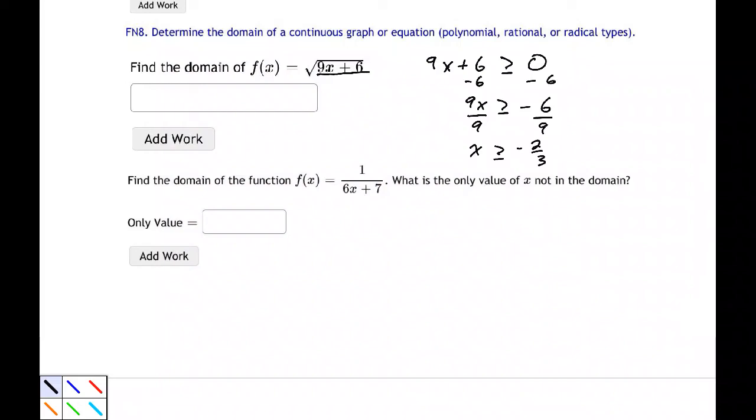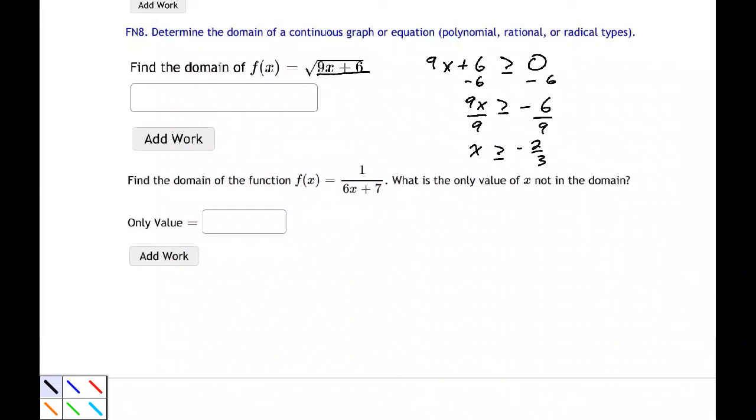Now, I didn't have to change my sign here, but again, be aware that if you have to divide or multiply by a negative as you're going through, it's going to change that sign from a greater than to a less than. So the final thing I have to do is actually write this inequality in interval notation.